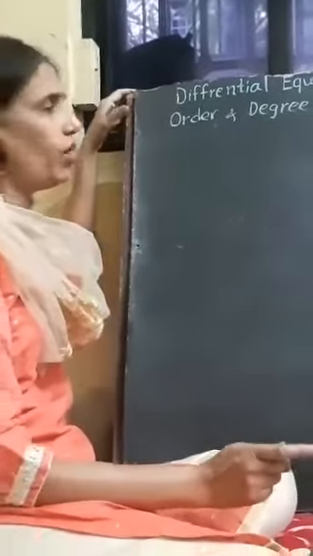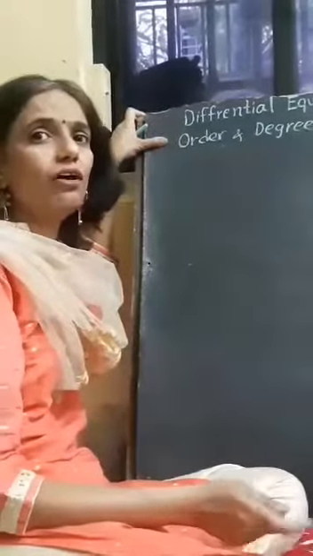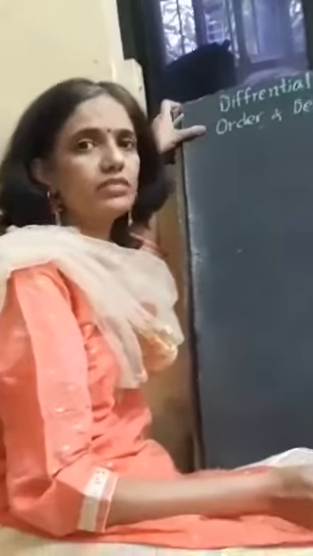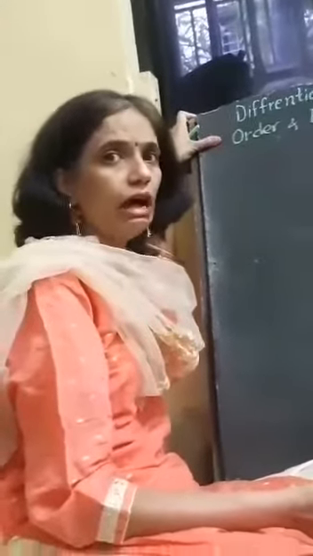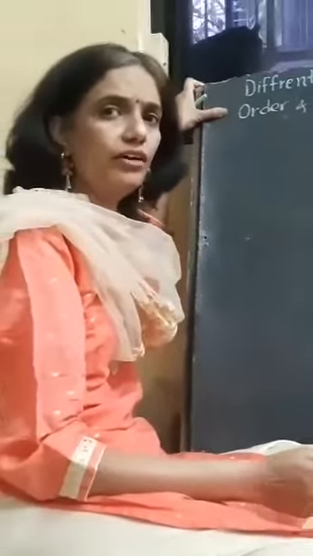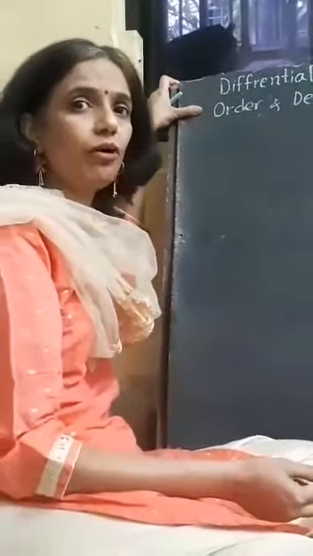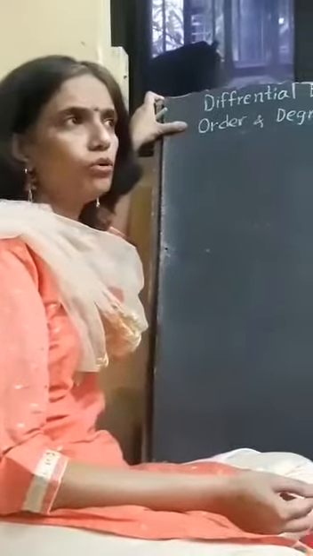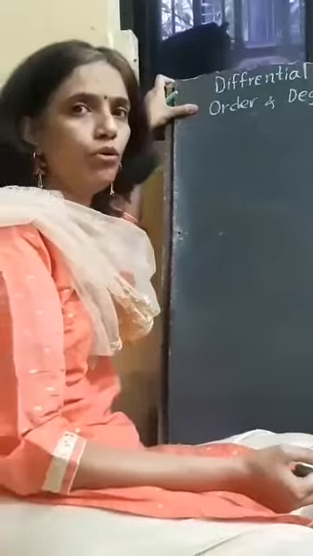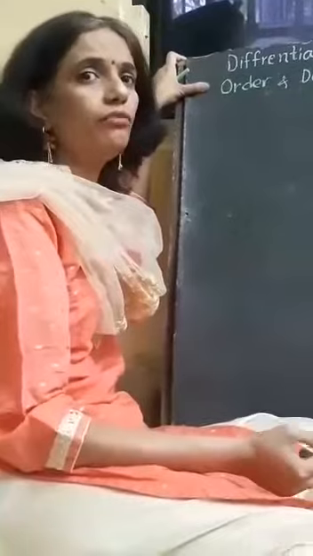So I will explain the definition of order first. The order of a differential equation is the order of the highest order derivative present in that differential equation. And the degree of a differential equation is the degree of that highest order derivative present in the differential equation, when the differential equation is free from fractions and radicals. What is a fraction and what is a radical, you will come to know when I explain using problems. So right now we will start with how to find order and degree.